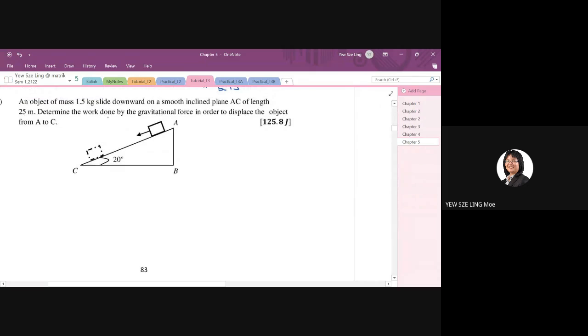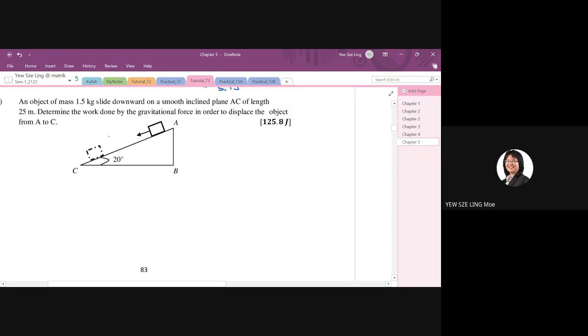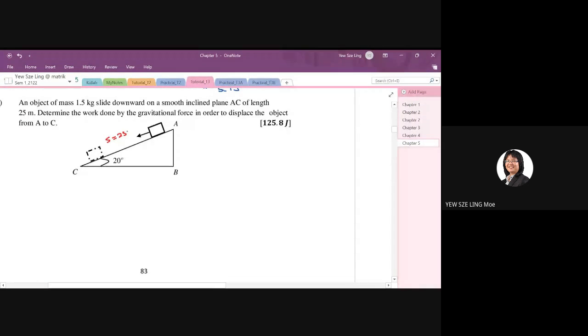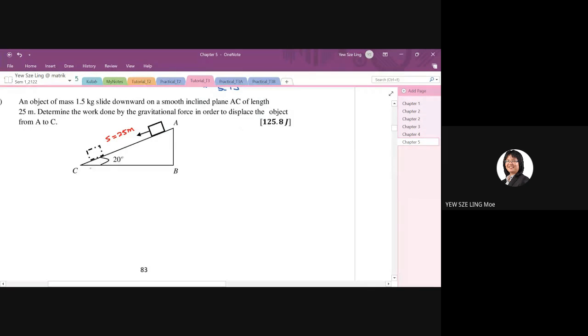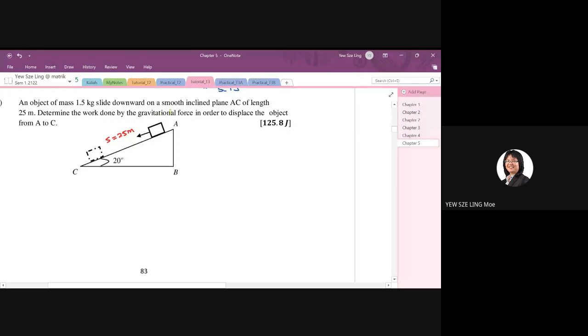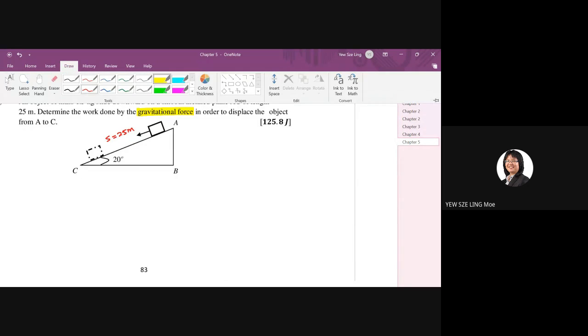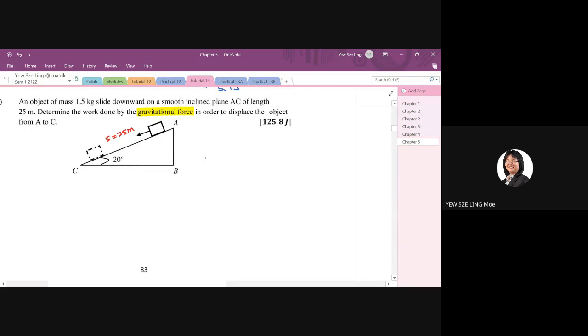Okay, now let's see. An object of mass 1.5 kg is sliding downwards on a smooth inclined plane. And the length, which is here, the S, is equal to 25 meters. So the length of this inclined surface is 25 meters. But if you look at the question, it asks you to determine what? Determine the work done by gravitational force only in order to displace the object from A to C. So you just need the work done by gravitational force.